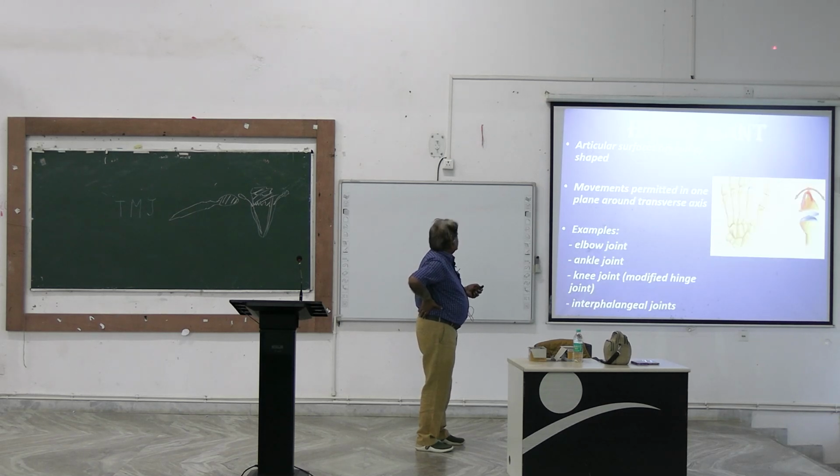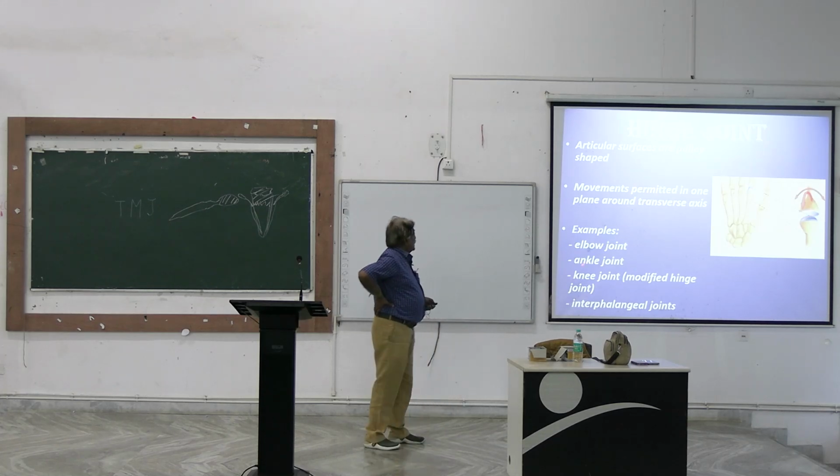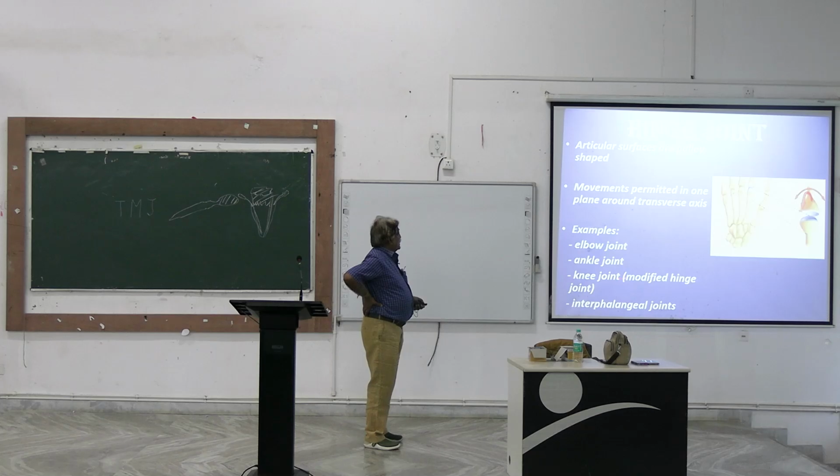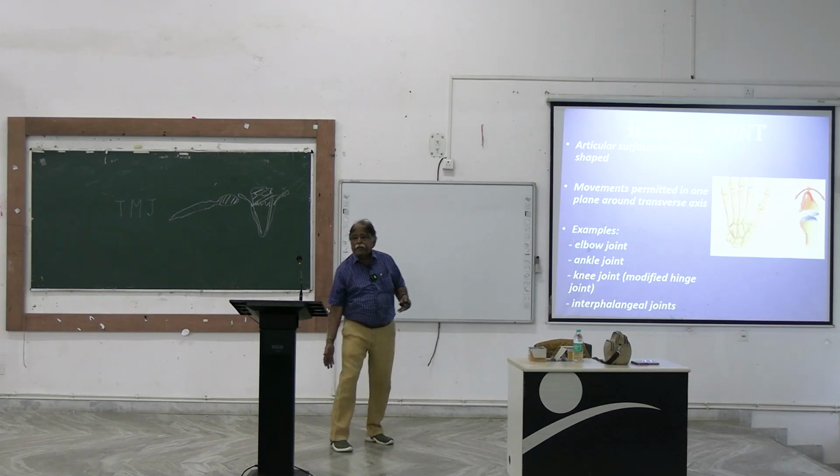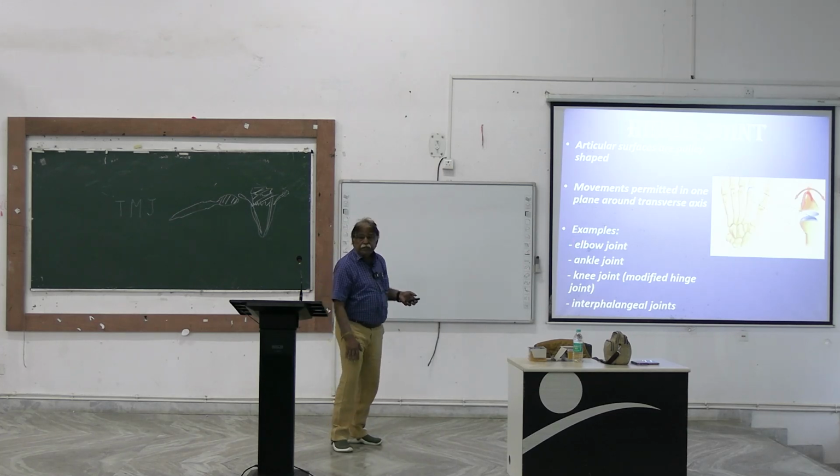Hinge joint: articular surfaces are pulley shaped. Movements are permitted in one plane around a transverse axis. Examples are elbow joint, ankle joint, and knee joint, which is a modified hinge, and interphalangeal joints.